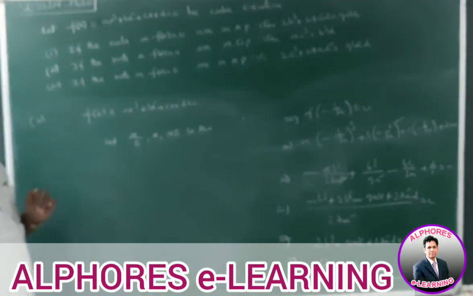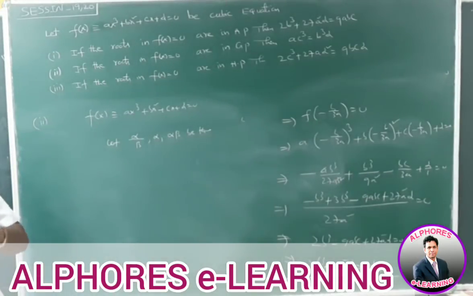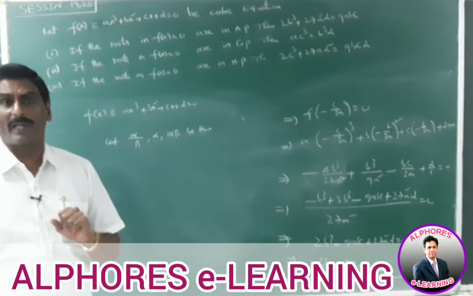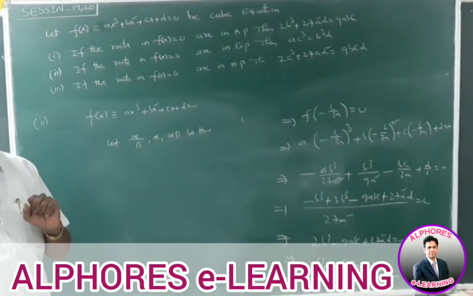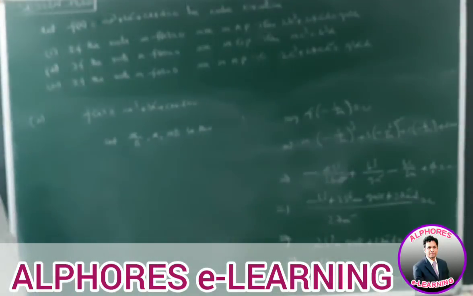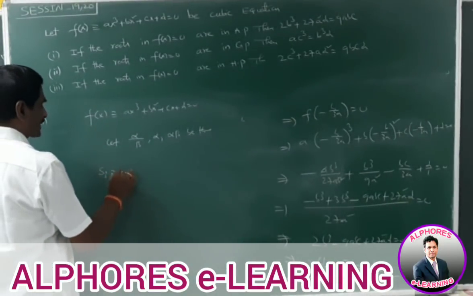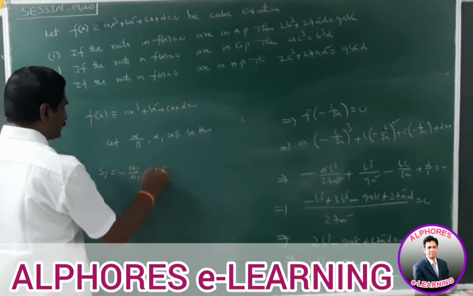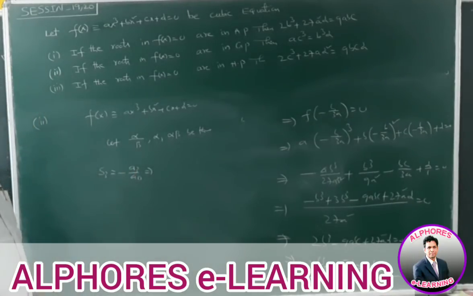Okay. In this case also we know that S1, S2, S3. S1 is equal to minus A1 by A0, S2 is equal to A2 by A0, S3 is equal to minus A3 by A0. Now S3 is equal to minus A3 by A0. Now we find one of the roots, possible root.